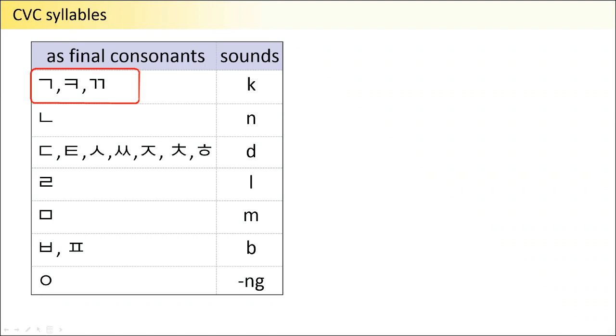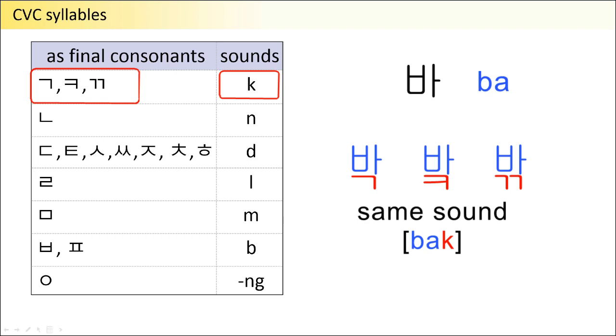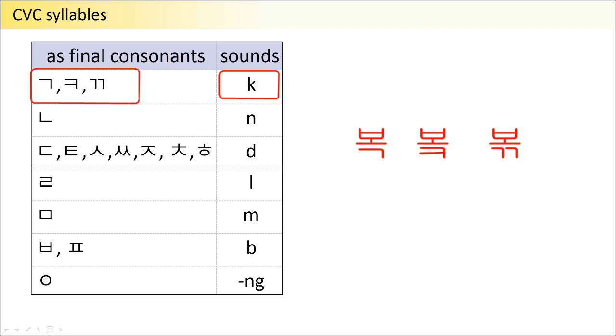These 3 consonants, giyeok, kieuk, and ssangiyeok, make a K sound when they come as the final consonant. As you know, this letter is ba. When adding giyeok, kieuk, and ssangiyeok, it becomes these 3 letters. These 3 letters have the same sound. It's bak. For more examples, these 3 letters have the same sound, boat. These are all pronounced the same, gak. These are all pronounced the same, muk.